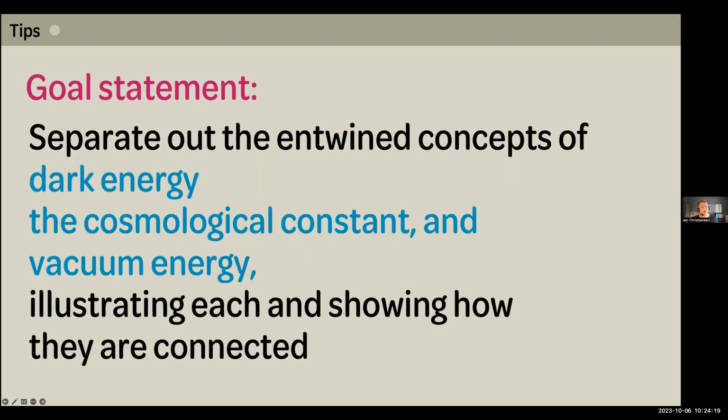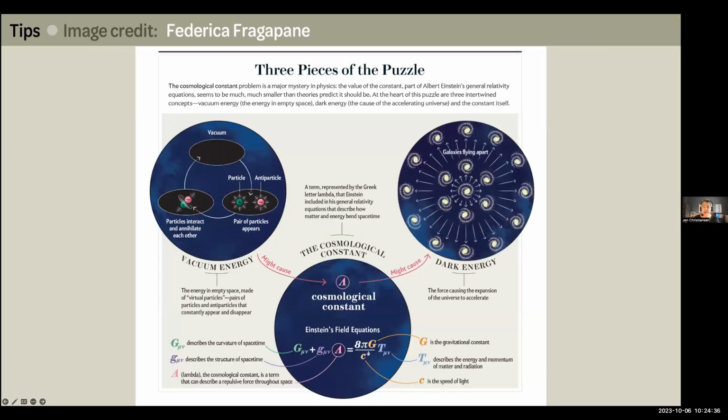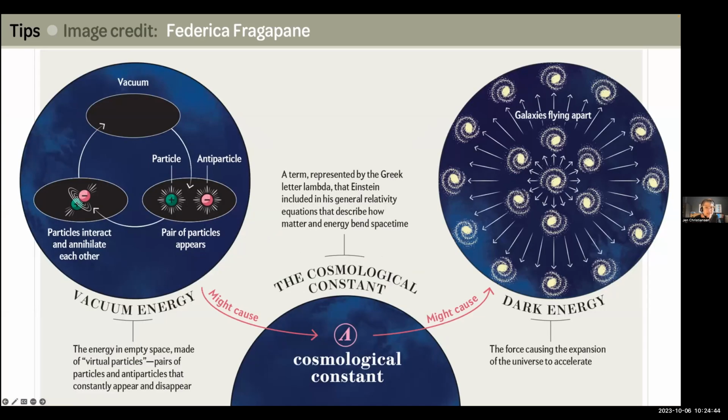So here are a few goal statements that I've used to guide graphics in the past. Here's one: separate out the entwined concepts of dark energy, the cosmological constant, and vacuum energy, illustrating each and showing how they are connected. This is the graphic that emerged from that goal statement, designed by Federica Fragapane. And here's a closer look at a few details.